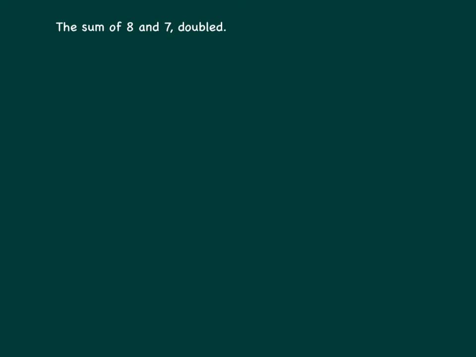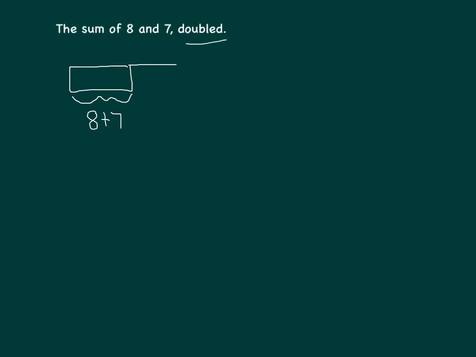So this first problem, I have the sum of 8 and 7 doubled. So if I were to make a bar, a unit, that had a value of 8 plus 7, now I need to double that. Now I've got it doubled. That's what I'm trying to find out, question mark. And so my picture kind of tells me what I have to do. I have to take 8 plus 7 and then multiply that by 2.